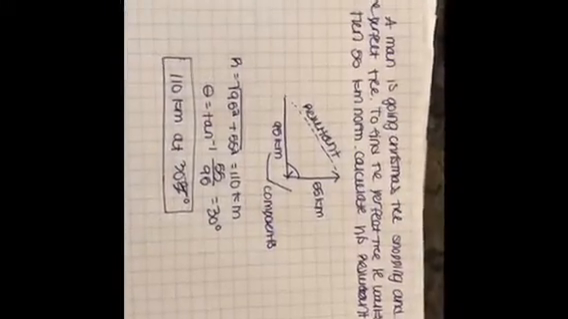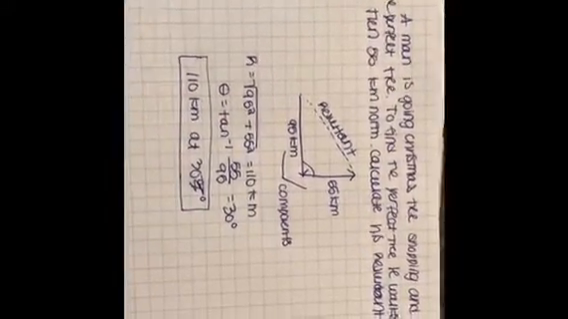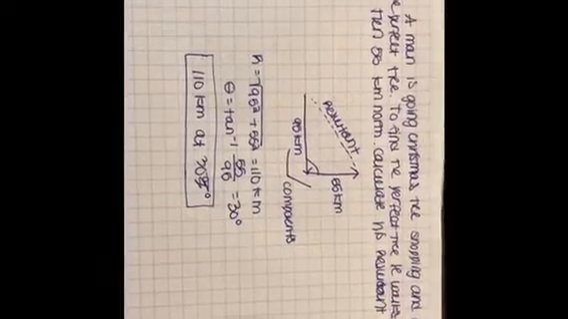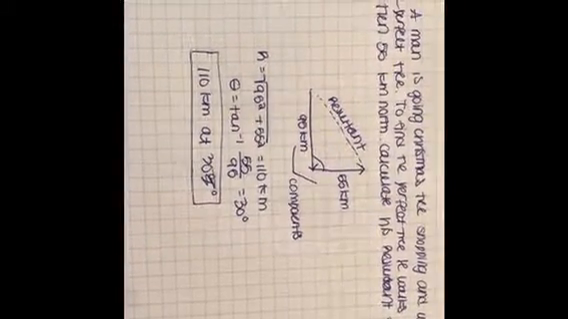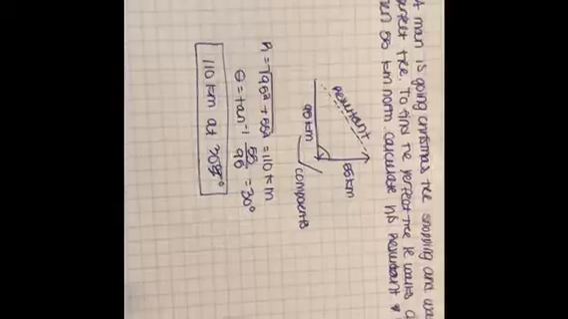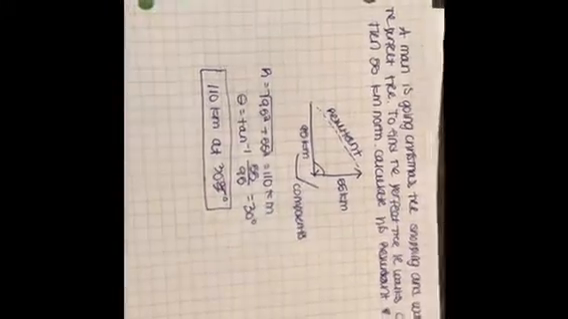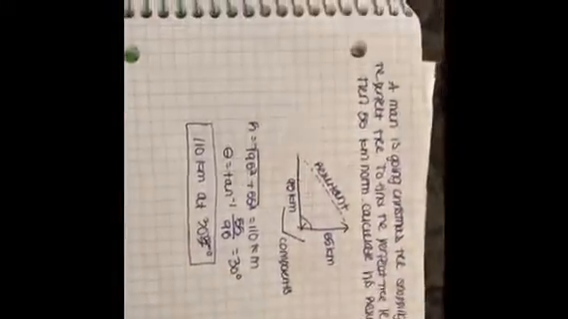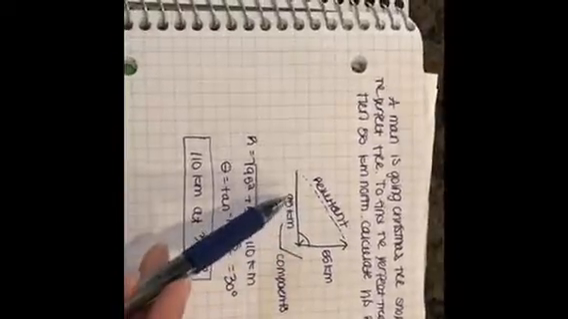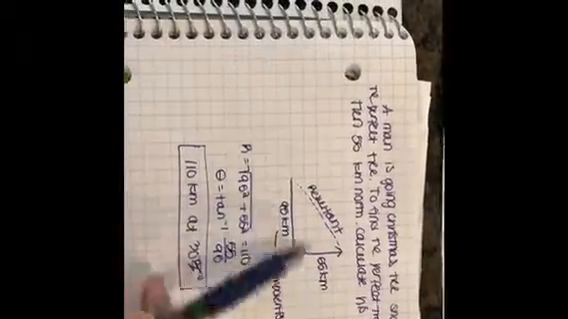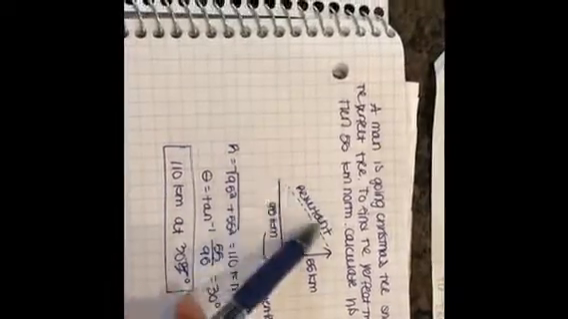So a man is going Christmas tree shopping and wants to find the perfect tree. To find the perfect tree, he walks 95 kilometers east and 55 kilometers north. Calculate his resultant and displacement. So we draw the right triangle, and 95 kilometers and 55 kilometers are his components. And we want to find his resultant.